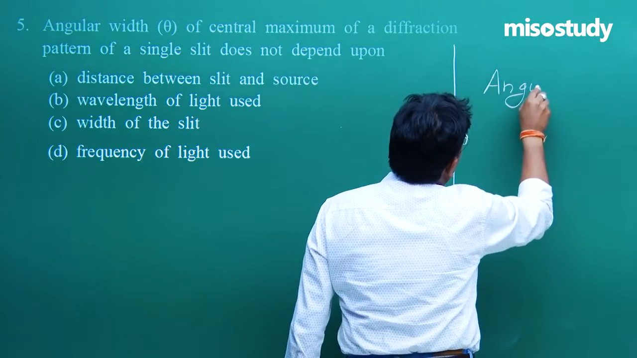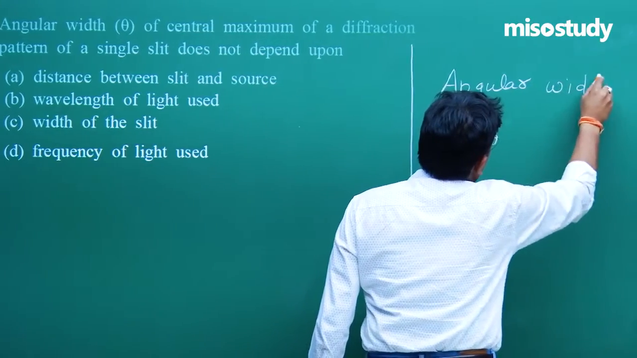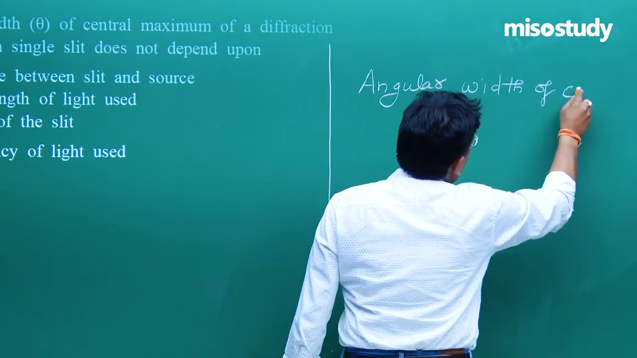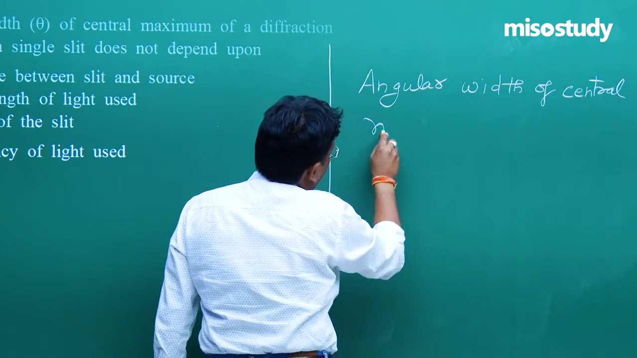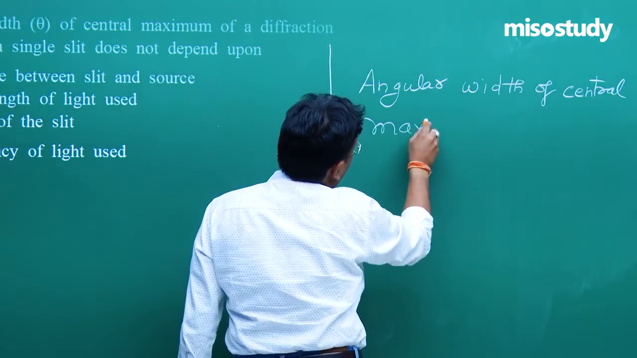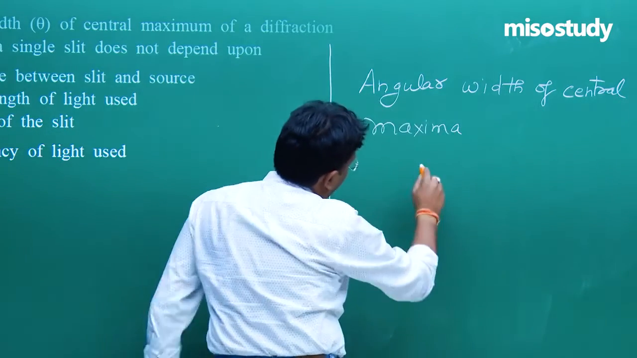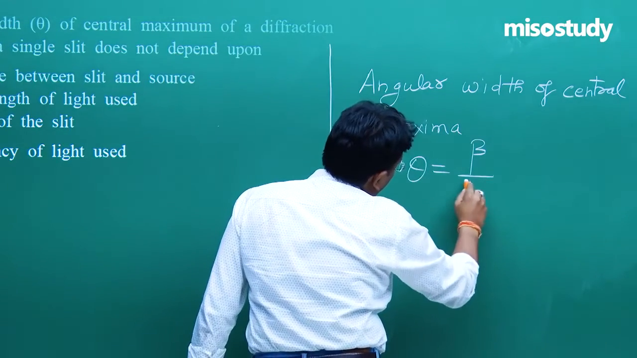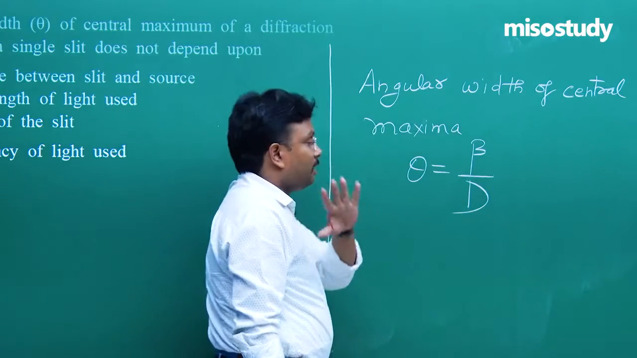Angular width of central maxima, fine. Now how is it given? It is given as theta is equal to beta upon capital D, where symbols have their usual meaning, fine.